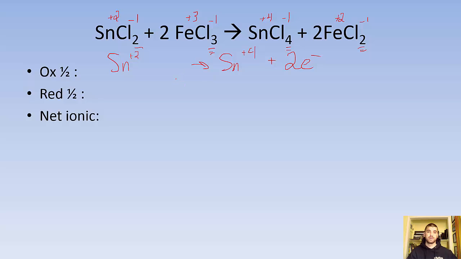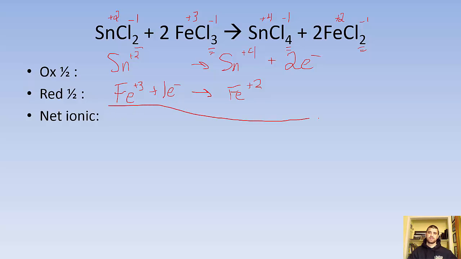Now, the thing being reduced, what went down in charge? Well, it was the iron. The iron went from Fe plus 3, and it became Fe plus 2. How do you go from 3 to 2? You've got to gain 1 electron.